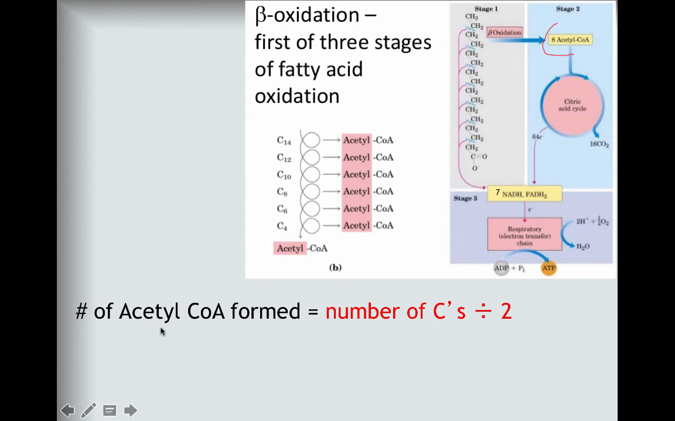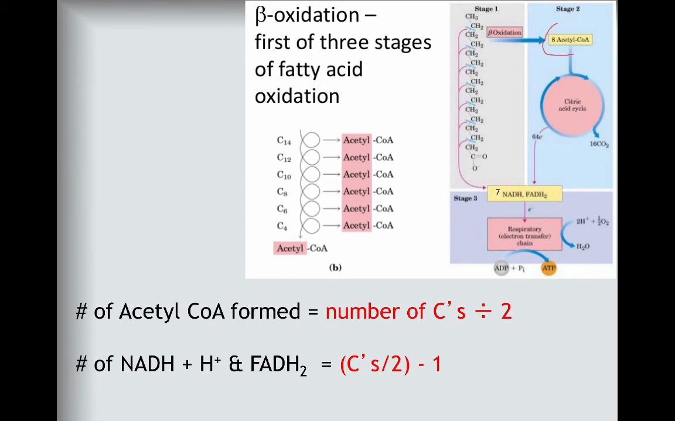And the number of acetyl-CoA that are formed is easy to determine. Count the number of carbons, divide by 2, and that will tell you how many acetyl-CoA that you get. If the fatty acid has 22 carbons, you get 11 acetyl-CoA. The number of NADH and FADH is actually 1 less than that. And so to determine the number of NADHs and FADHs, count the carbons, divide by 2, but then subtract 1. And so now here you can see that we're only going to get 7 NADHs and FADHs from this 16-carbon fatty acid.